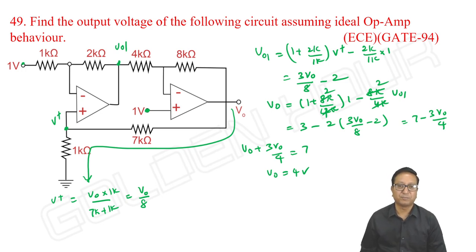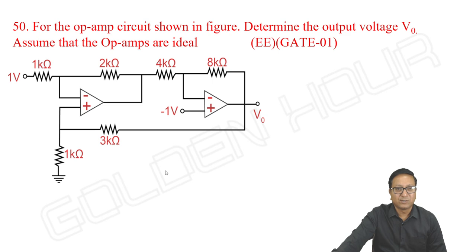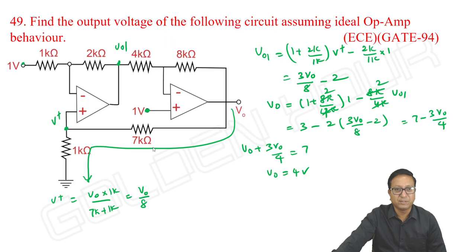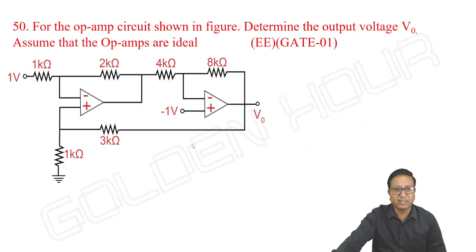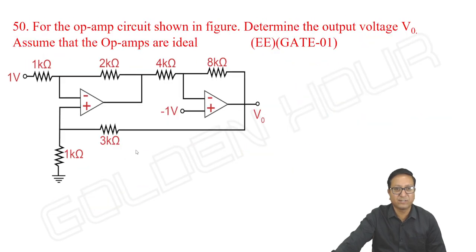Okay, that's it. This is how we can do this problem. It's a very simple thing. There is no logic in it. Look at this question. It's a similar one. Here 1 volt and minus 1. I think the data is also the same: 1k, 2k, 4k, 8k, yes. And 3k and 1k are given here. Instead of 7k, a 3k is given.